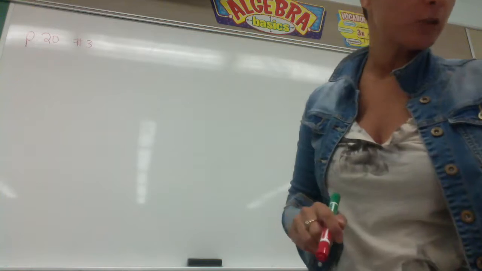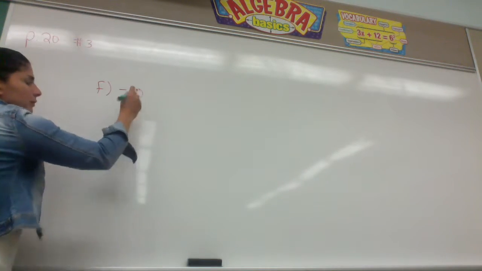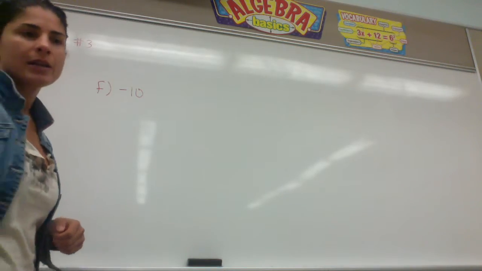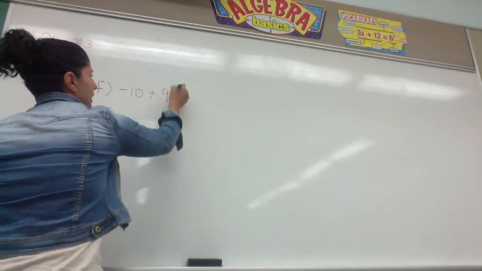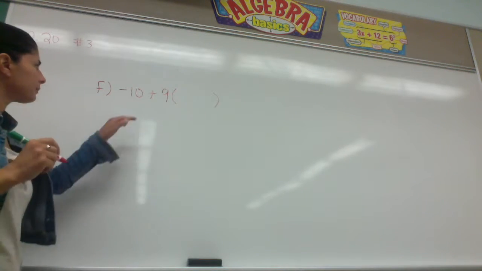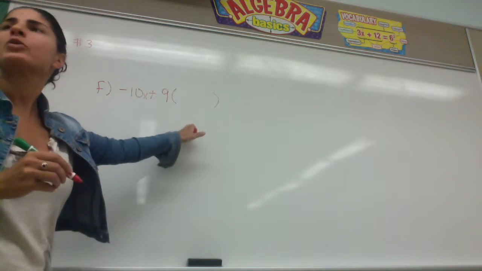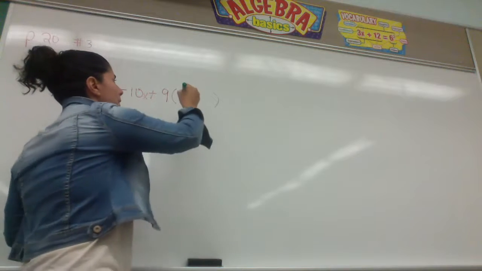So the first question I'm doing is F. F says -10. Are you with me? -10 plus 9, open brackets. What's in the brackets? 10x plus 9. In the brackets we have, Alexa? 4 plus 3.